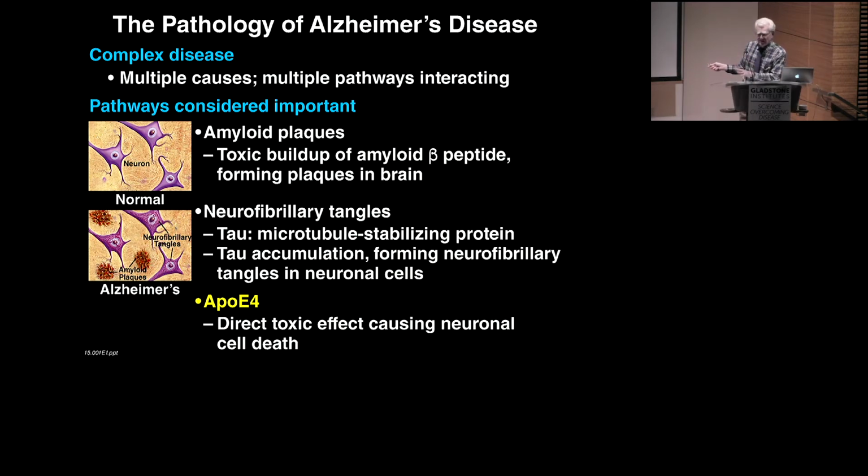I won't go into detail here, but I'll mention the amyloid pathway. I'll mention the neurofibrillary tangle pathway. But what is the focus of the talk today is the relationship of ApoE4, because we have shown that it has a direct toxic effect in causing neuronal cell death.